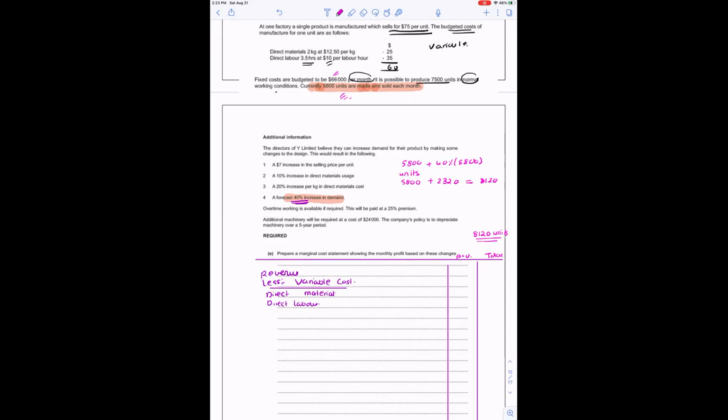What do they think? They can increase the demand for their product by making some changes to the design. $7 increase in the selling price. What was the initial selling price? 75. What is the new selling price? 75 plus $7 increase. So the new selling price would be 82.